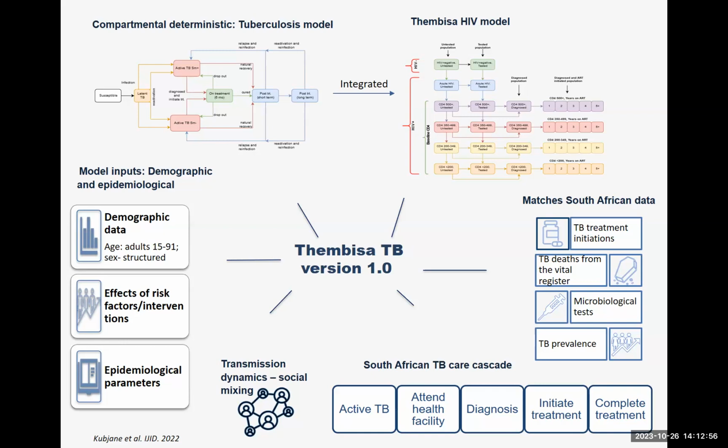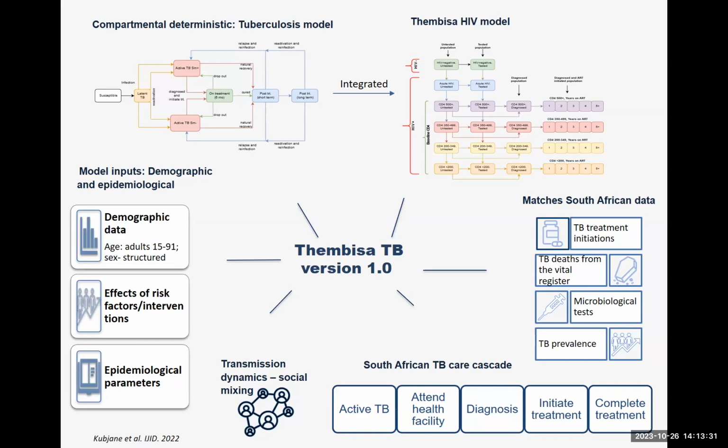The Tembisa TB model was an extension of the existing HIV model. It is a compartmental deterministic model and is integrated into the known HIV model. It is informed by various South African demographic and epidemiological data, and we only include the adult population from 15 years and older. We also include parameters informed by estimates from the literature review.